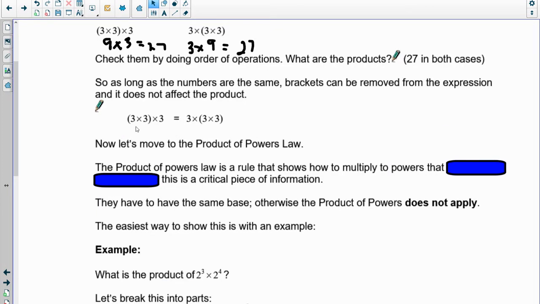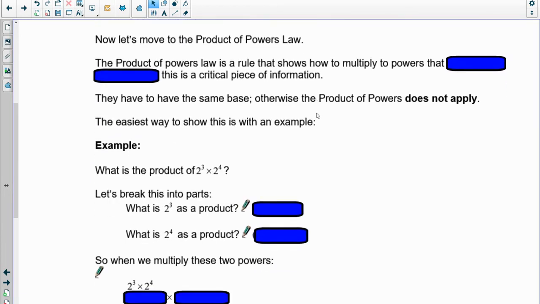So as long as we have the bases all the same, all 3, and the base is all the same over here, all 3, the placement of brackets does not matter. Now remember, we're working with exponents, so they're multiplied by themselves, so we're working only in multiplication. Okay? So we know that brackets don't affect the actual answer. Let's take a look at the product of powers law. Now the product of powers law is a rule that shows how to multiply powers that have the same base. Now this is the most critical thing you can learn in this lesson. If they have the same base in multiplication, then the product of powers law works. If the base is different, then it does not apply.